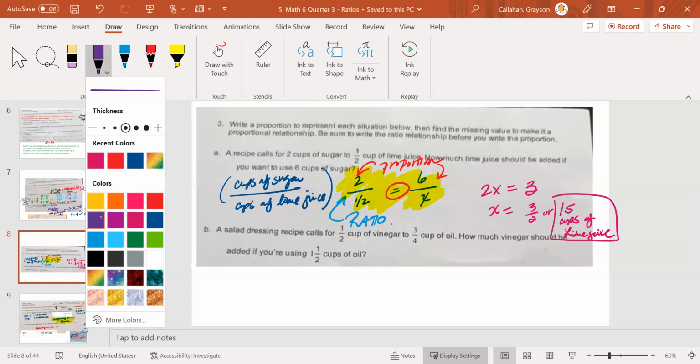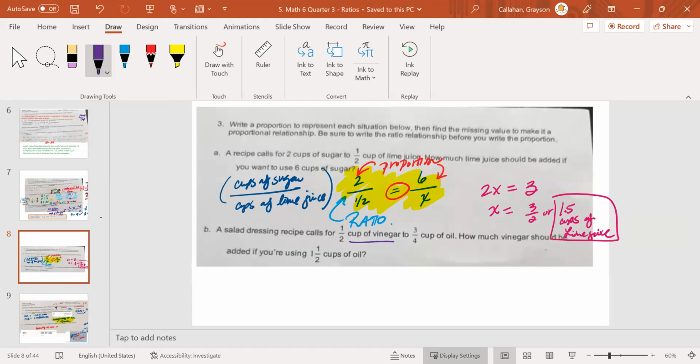B. A salad dressing calls for 1/2 cup of vinegar. Okay, so your first one is vinegar, and it's cup to oil. So the second one is cup, oil. This right here is how you set it up. So you have 1/2 divided by 3 over 4. How much vinegar should be added if you're using 1 and 1/2 cup of oil?